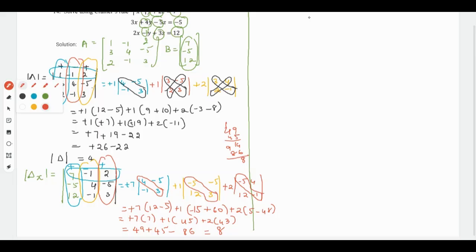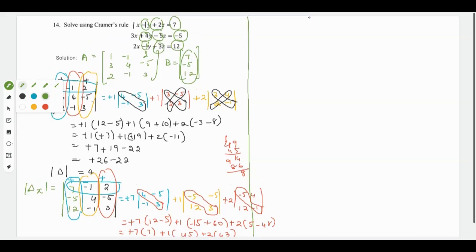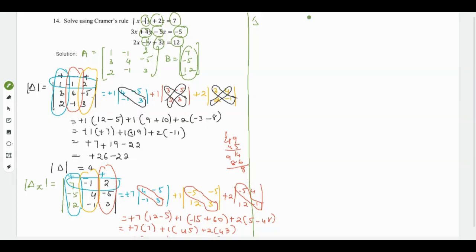Same way we have to find delta y and delta z. So we'll find now delta y. What will be delta y? Delta y will be, you will keep the first element as it is, first column as it is. You will change the second column with the value what we have for b. That will be 7 minus 5 and 12. Then the third one is also same. That will be 2 minus 5 and 3.